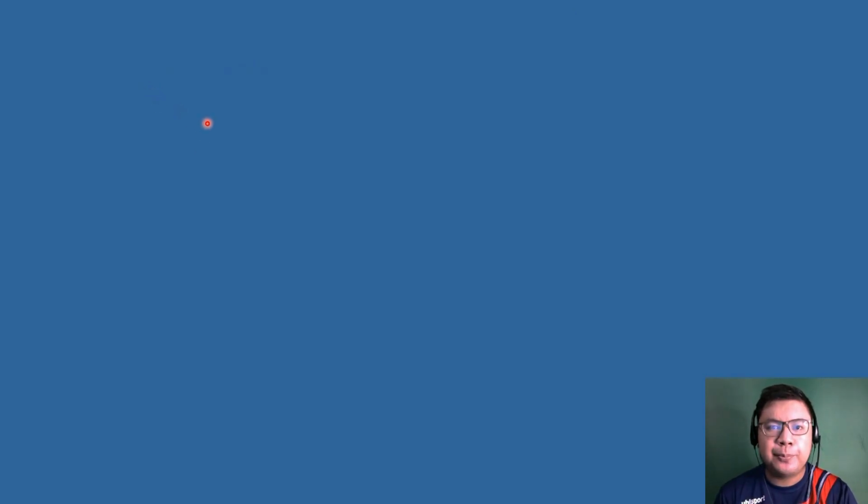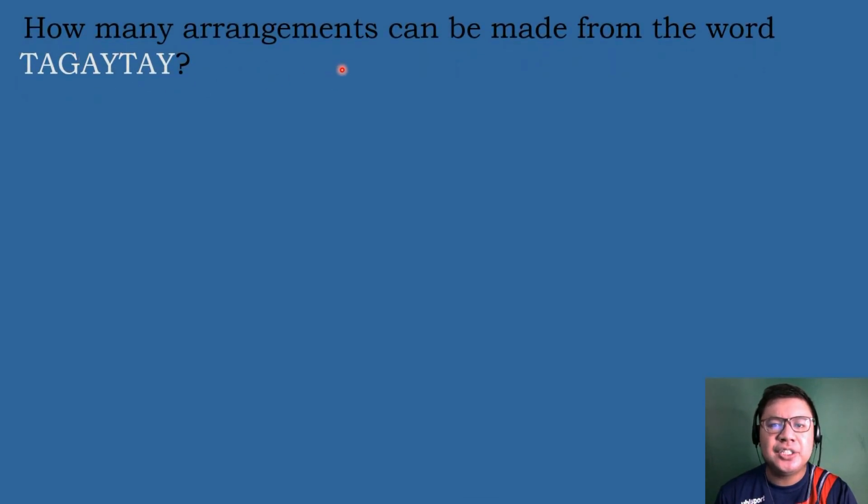Let's have our next problem. How many arrangements can be made from the word Tagaytay? So this one is an example of distinguishable permutations because there are objects or letters that are repeated. So we have to identify the given. The number of objects, or the number of letters all in all, is 8 letters from the word Tagaytay.